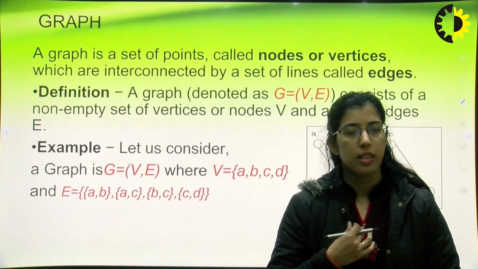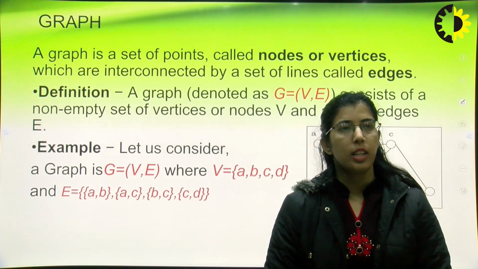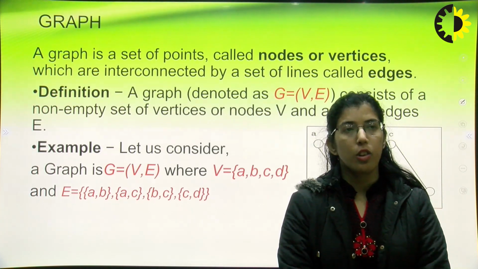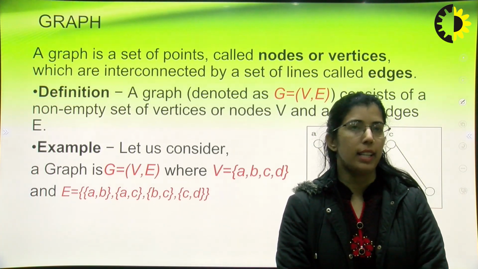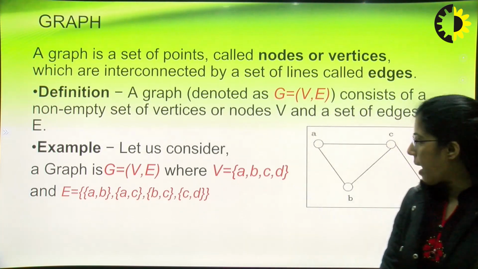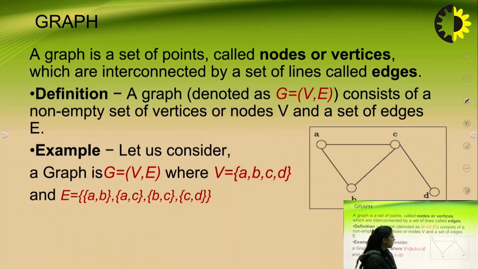If we go with the standard definition of a graph, then a graph consists of non-empty sets of vertices or nodes and edges. So let's take an example. As we can see here, this is a graph, and this graph contains 4 vertices which are A, B, C, D, and the lines joining these vertices are known as edges. Here we can see that this graph is represented using this notation. This is G for the graph, V for the vertices, and E for the edges.